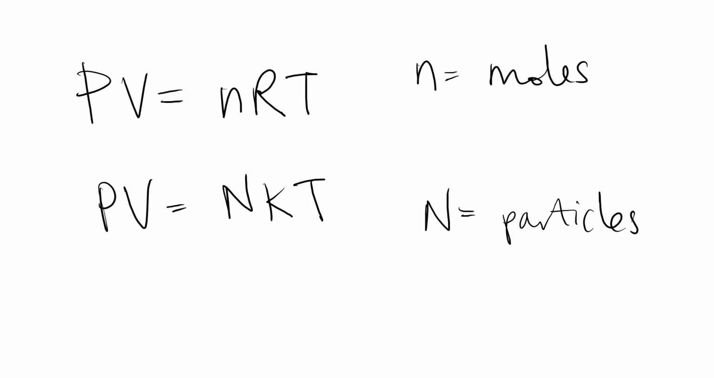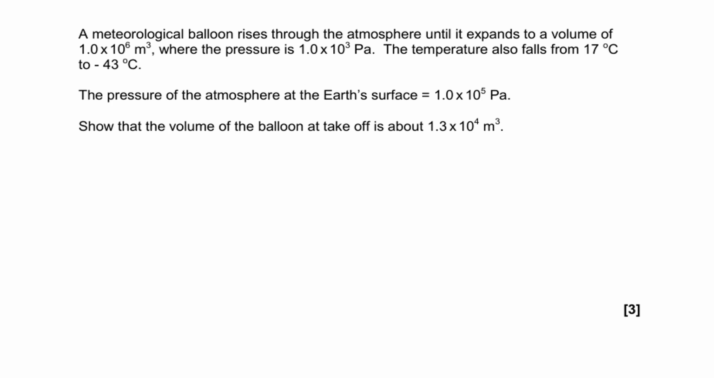Okay, so let's use the equation PV equals nRT. So let's look at the question. You've got a meteorological balloon rising up through the atmosphere until it expands to a volume of 10 to the 6 meter cubed, where the pressure is 1000 pascals. The temperature also falls from 17 degrees Celsius to minus 43 Celsius. The pressure of the atmosphere at the Earth's surface is 10 to the 5 pascals. Show that the volume of the balloon at takeoff is about 1.3 times 10 to the 4 meter cubed.